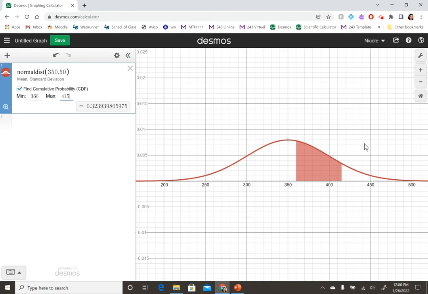And there it's shaded in for you exactly the amount of area that it's calculating. It's starting at 360 and going to 415. Our scale on the x-axis here is 10, so you can see that. The area of this shaded region is given to you in this number right here. So the probability for a normal distribution with mean 350 and standard deviation 50 of being between 360 and 415 is 0.3239.